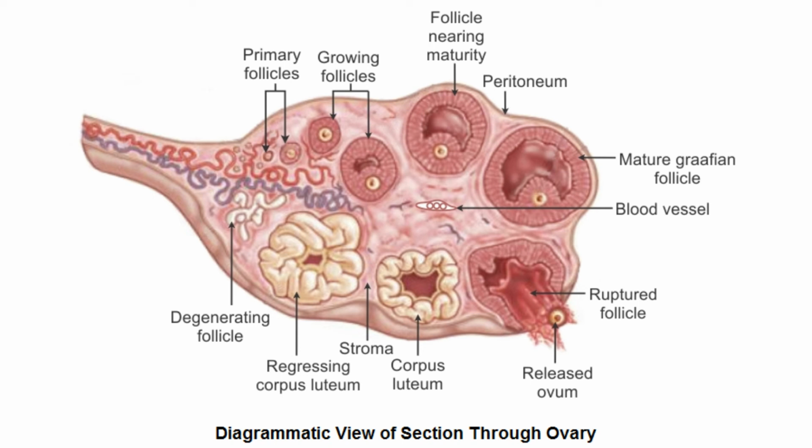Now the ruptured part, the burst Graafian follicle, transforms into the yellow body called the corpus luteum. This corpus luteum starts secretion of progesterone, so the endometrium is ready for implantation of the embryo. But if there is no sperm and no fertilization within 24 hours, the corpus luteum becomes inactive. It transforms into corpus albicans, so the secretion of estrogen and progesterone stops completely.